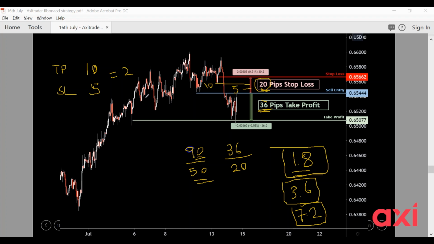And most of the time you see that my stop loss is 5 pips to 10 pips, right? I keep a very tight stop loss and a very tight take profit. And that is the concept of scalping.